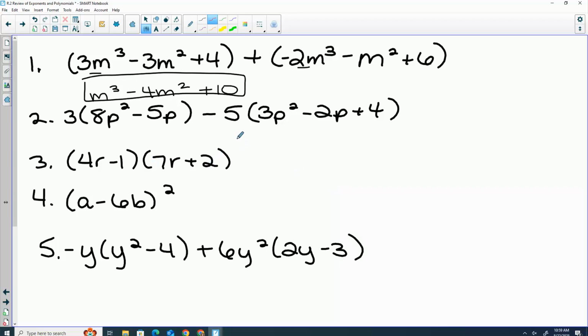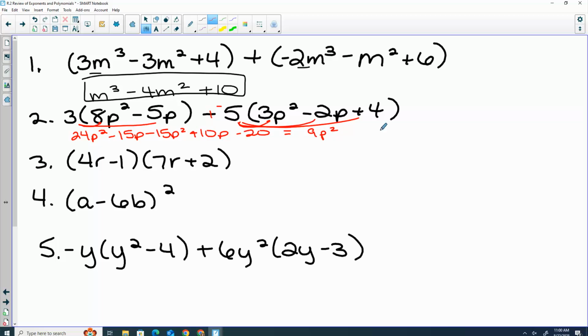Alright. Number 2, what do we have to do there? Distribute. So this would be 24p squared minus 15p. What am I distributing on this one? Good. So that's negative 15p squared plus 10p minus 20. And then combine like terms, so 24 and negative 15 give us a 9p squared.